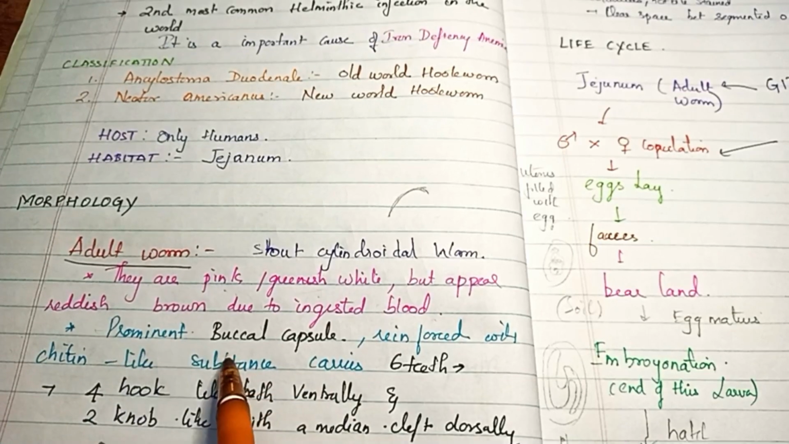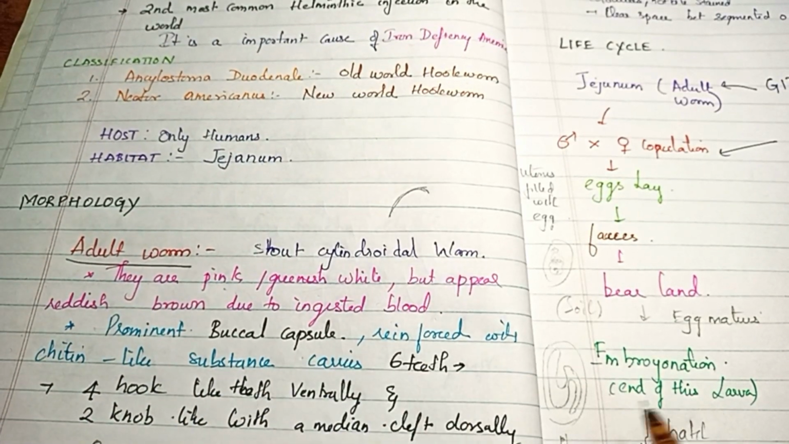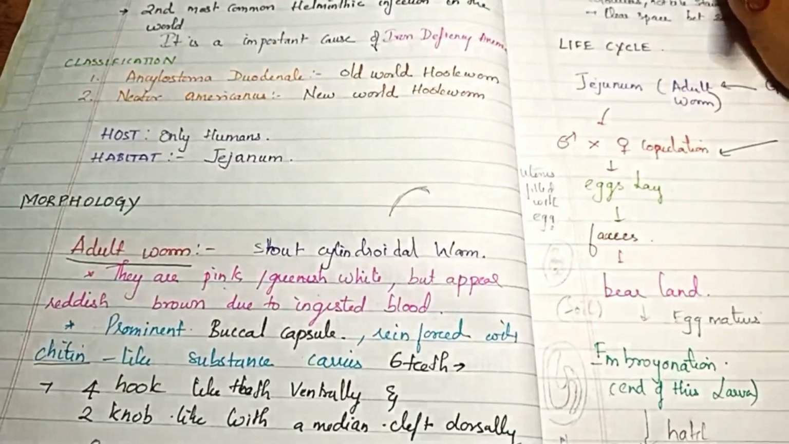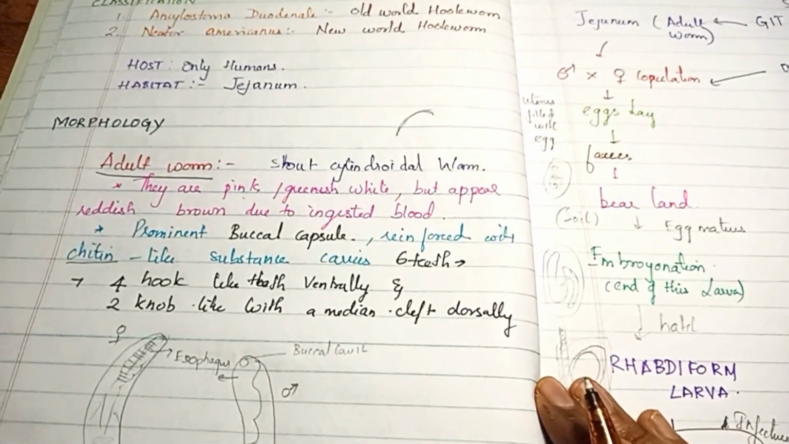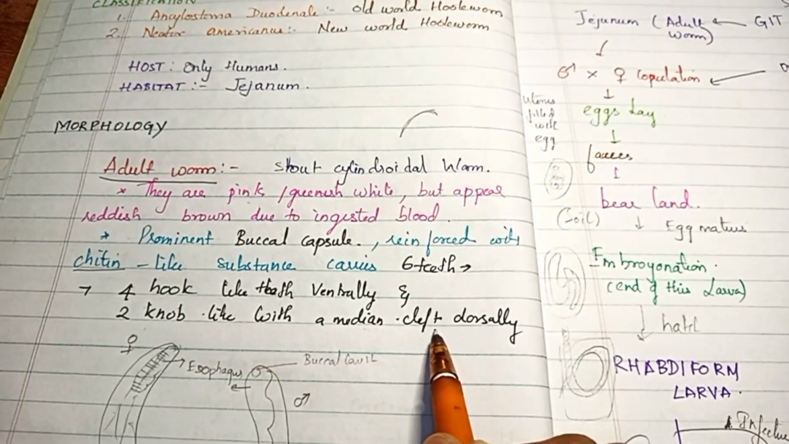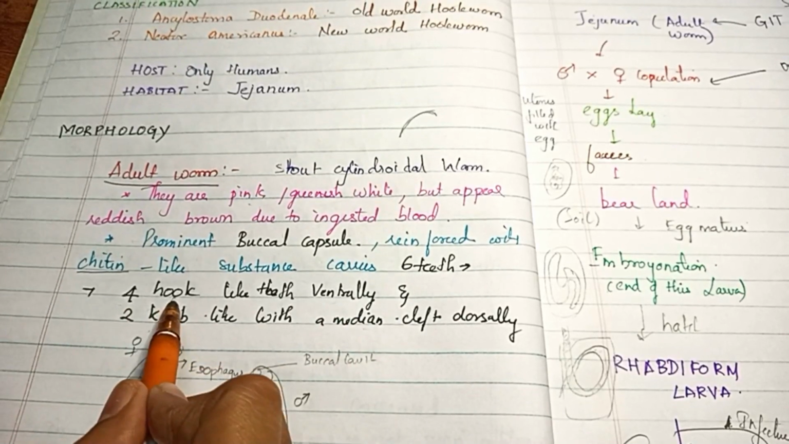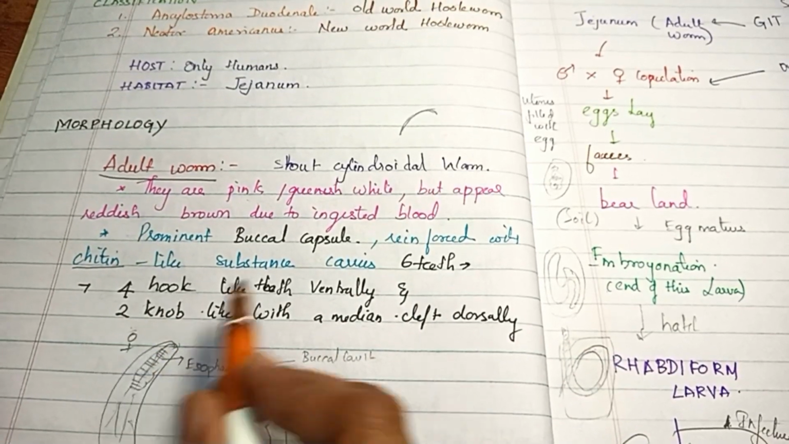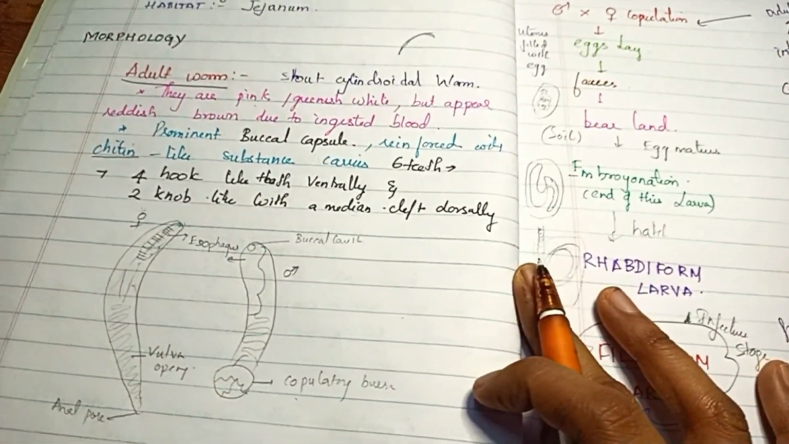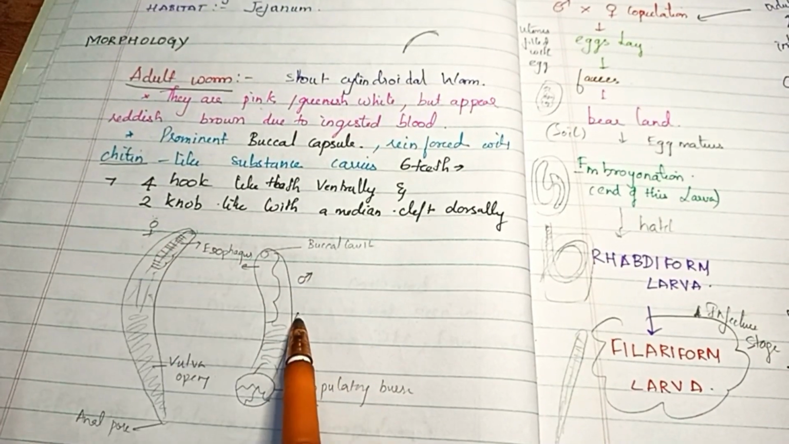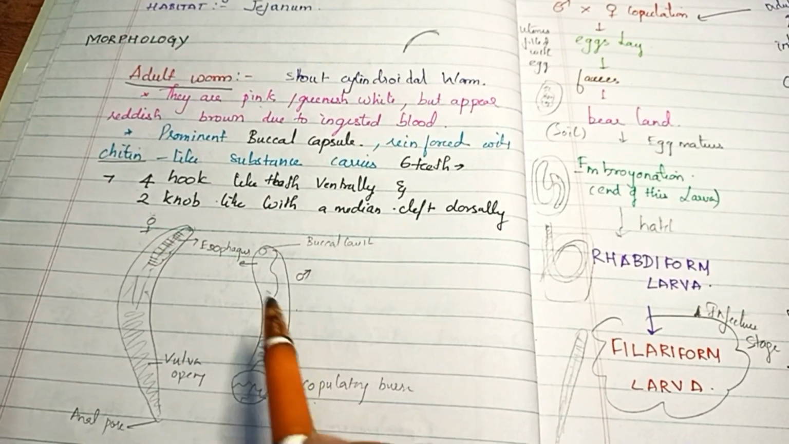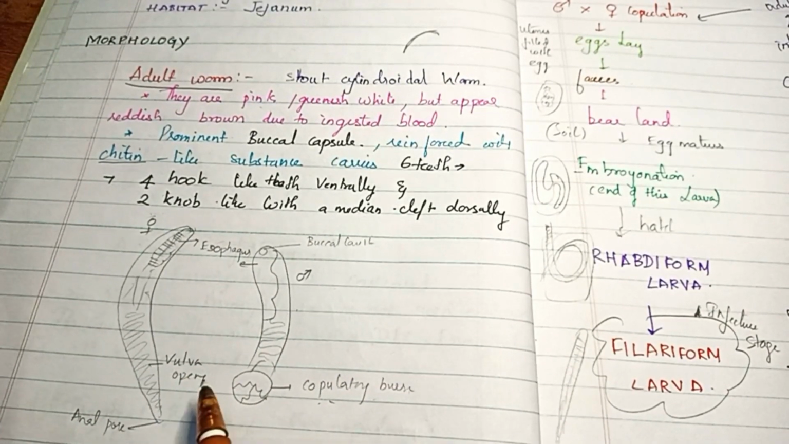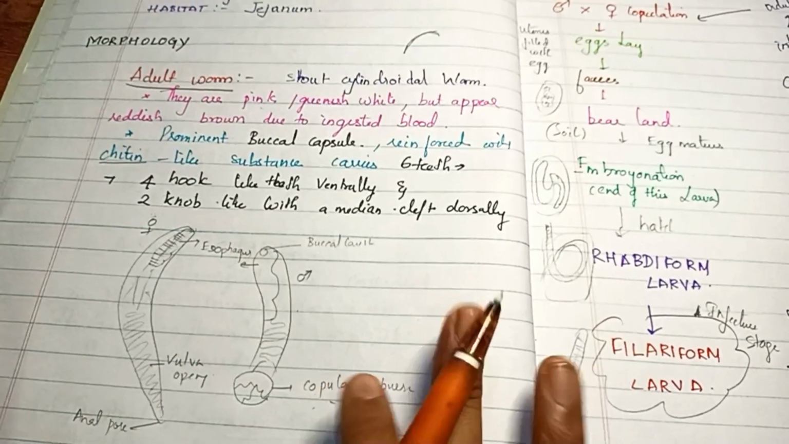The next point is the prominent buccal cavity. They have chitin-like structures, like six teeth. Ventrally they have four hook-like teeth, and a median cleft dorsally, so they get attached to the mucosal layer. Four plus two is six teeth. So this is the adult; the female worm is larger than the male worm. The anterior part has the esophagus, buccal cavity, and the vulva is in the posterior end of the female. So this is about the adult worm.